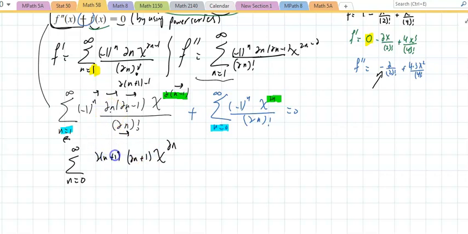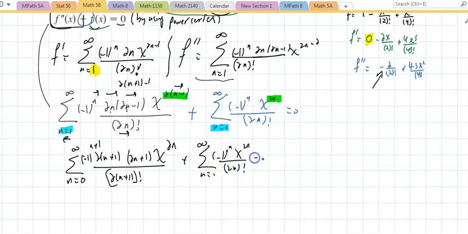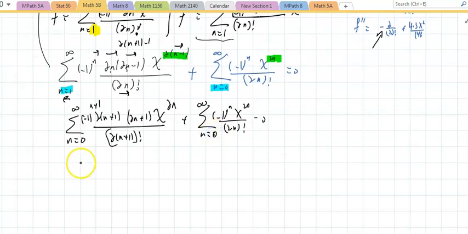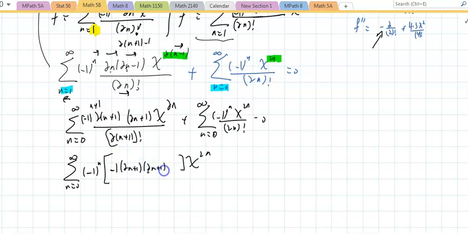Two into n plus 1, negative 1 to the n plus 1 over 2 into n plus 1 factorial, plus the series n equals 0 to infinity, negative 1 to the n, x to the 2n over 2n factorial. I want that to equal 0. The good news, they both start at the same place now, and they both have x to the 2n. I could get x to the 2n out. I could get the series n equals 0 to infinity. I could factor a negative 1 to the n out of both of those. I'll have a negative 1 out of the first times 2n plus 1 times 2 into n plus 1.